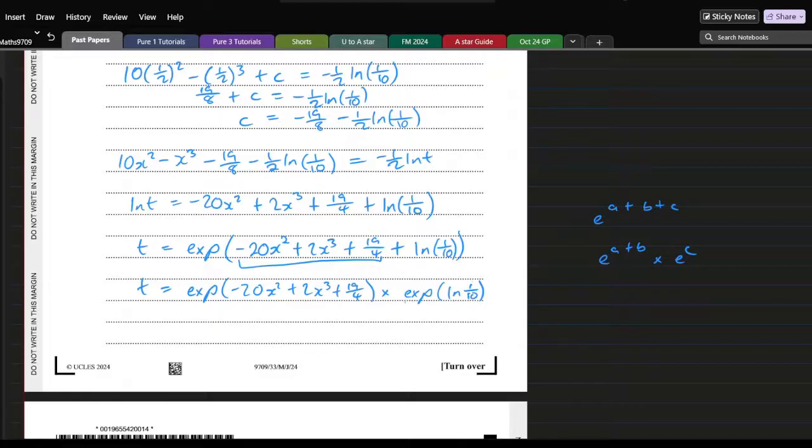And the reason I've done that is because this exponential and that ln will cancel out, and this simplifies our expression to become the 1 over 10 multiplying our exponential here, negative 20x squared plus 2x cubed plus 19 over 4. And this is a simpler version, so we can say that's our final answer.